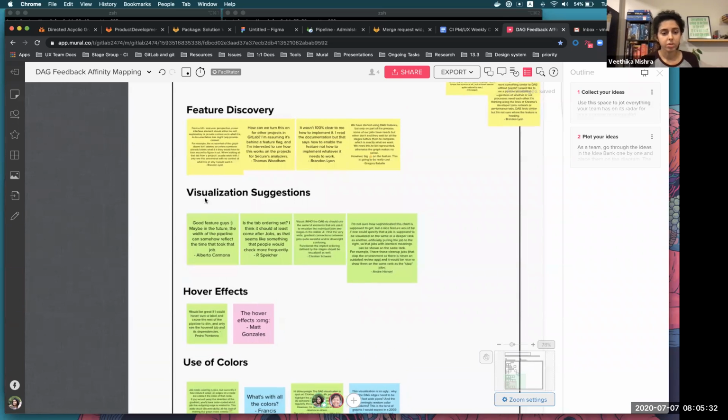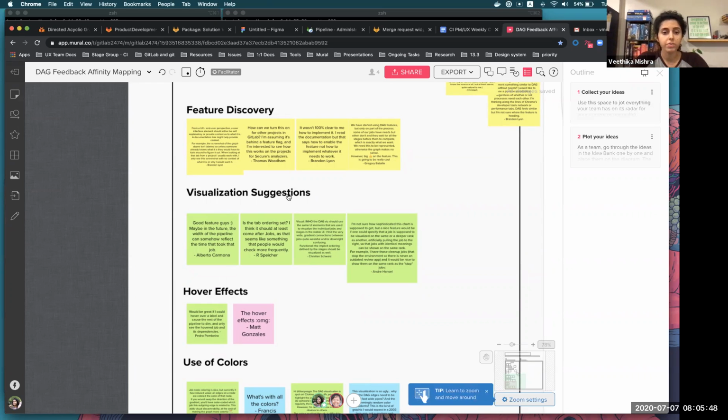Then the next one is visualization suggestions. What I saw in the comments is users have a lot of suggestions of what we can add and what we can take away in the visualization that we're providing. So I've put them all in one group.